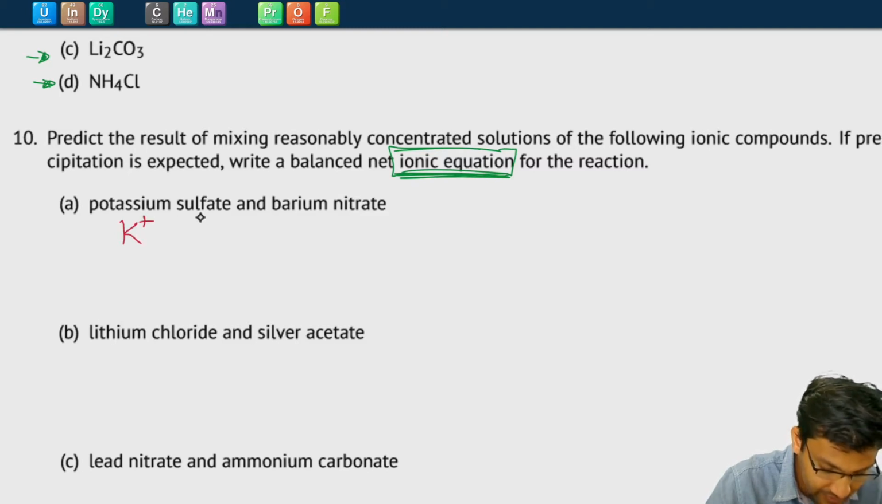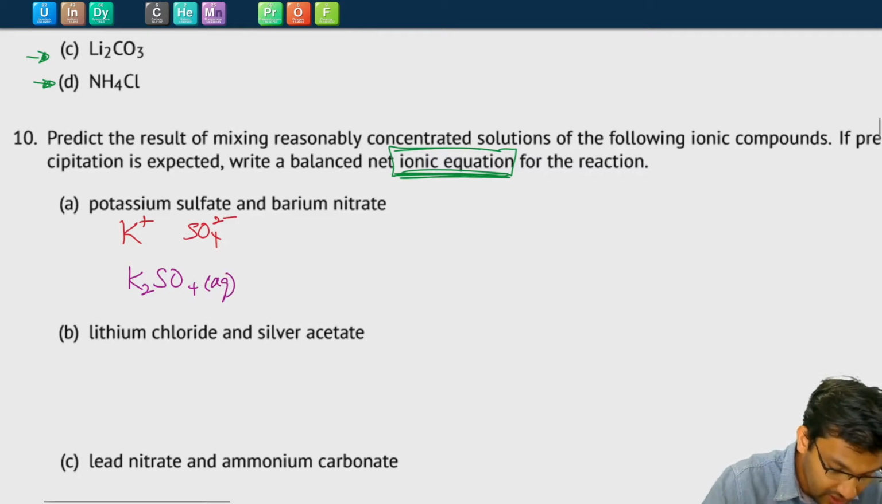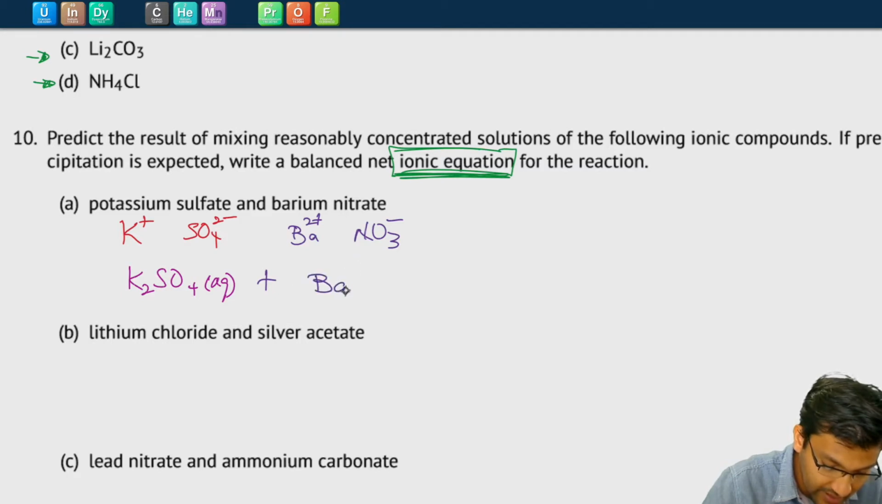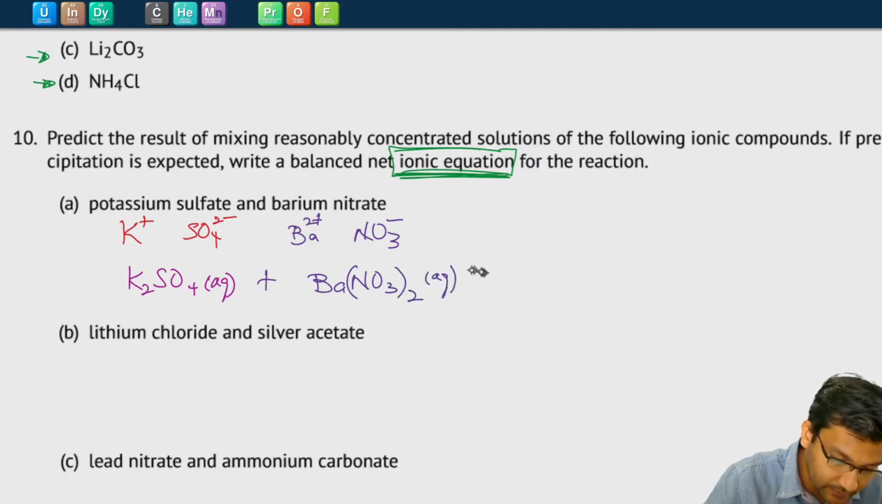Potassium is K+, sulfate is SO4 2-, so the formula would be K2SO4. They told us that it's a soluble solution. Let's try the other one, barium nitrate. Barium is in group 2A, so barium has a charge of 2+. Nitrate, if you've memorized, has a charge of 1-. So barium nitrate will have the formula Ba(NO3)2 to balance the charges, and that's aqueous.